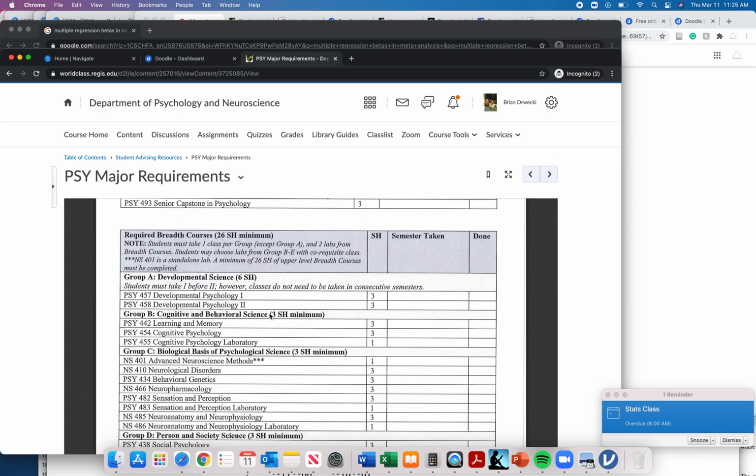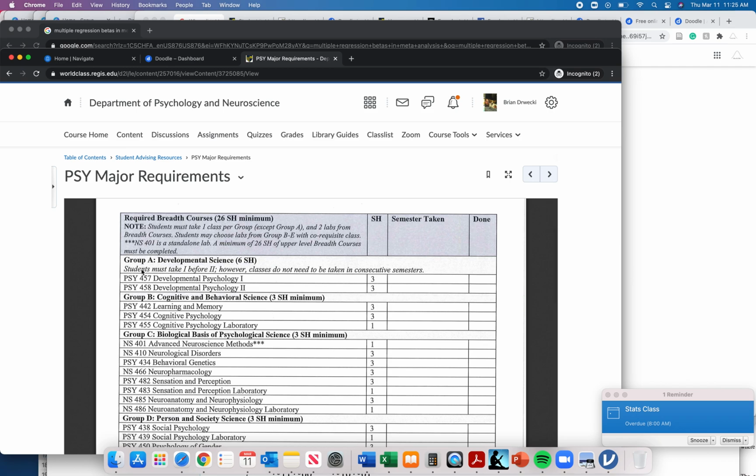Then stuff gets a little bit tricky. You start noticing you have groups A, B, C, and D. Well, let's read what it says. Students must take 1 class per group except A, and 2 labs from the breadth courses. So you have to take 2 labs, 1 from each group except for A, where you have to take both of these classes.